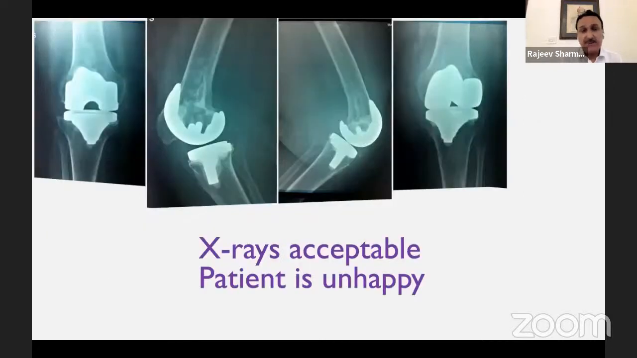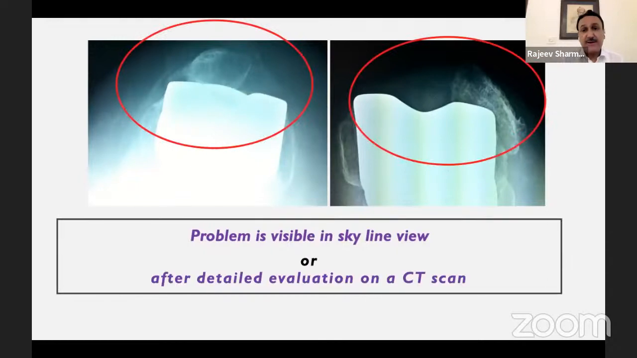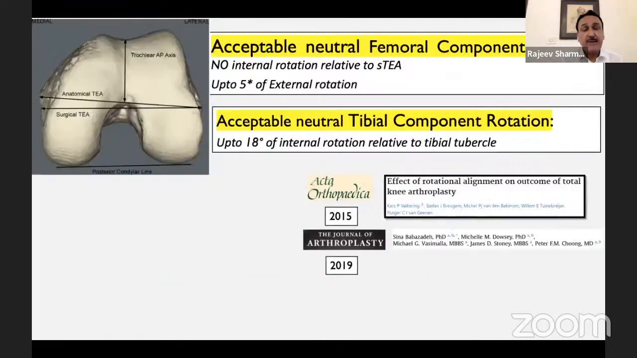You see, for example, this patient who shows a very good knee in the AP and lateral views, but if you see the skyline view, the patella is not just subluxated, it is almost dislocated. So this patient cannot be a happy patient. What is the acceptable neutral femoral component rotation? No internal rotation relative to the surgical transepicondylar axis, and up to 5 degrees of external rotation is acceptable.